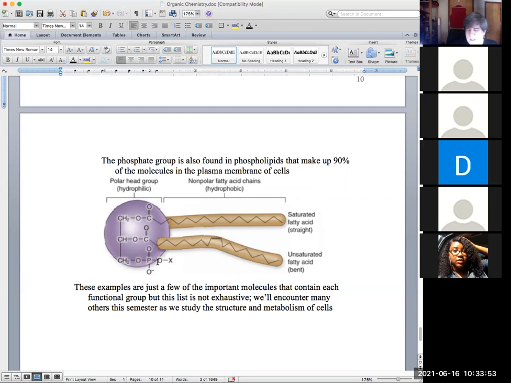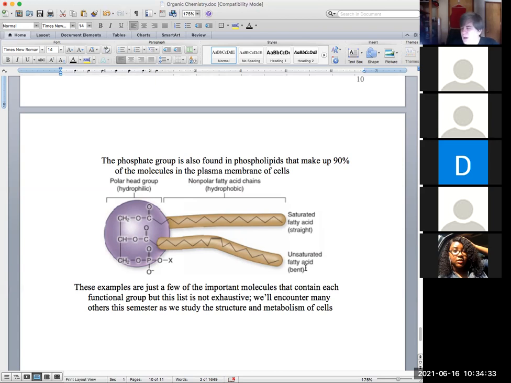And notice here we have a phosphorus atom with 4 oxygens. So here's our phosphate group. And the phosphate group is part of what's called the polar head. Because remember, when we have a bond between atoms of different elements, that bond is usually a polar bond. So in a phosphate group, we have several bonds between a phosphorus atom and oxygen atoms. So this part of the molecule is polar, this part is nonpolar.